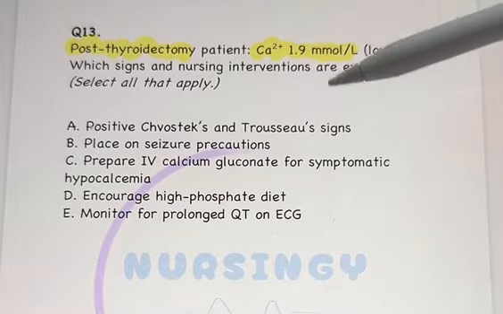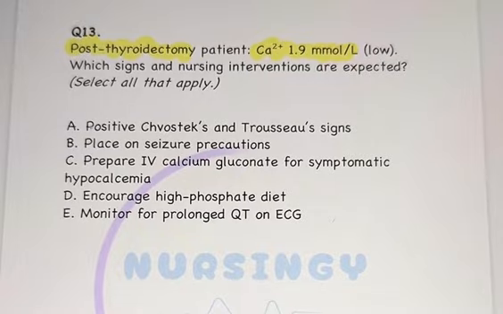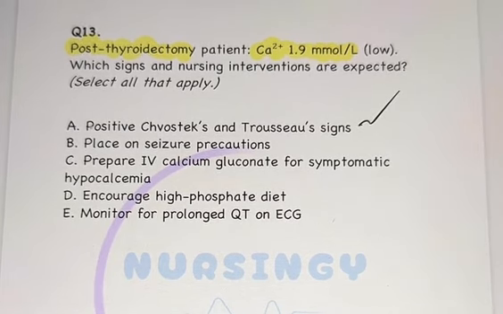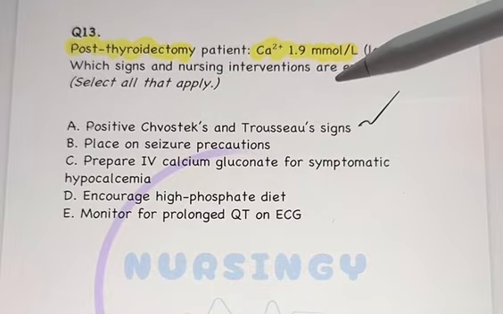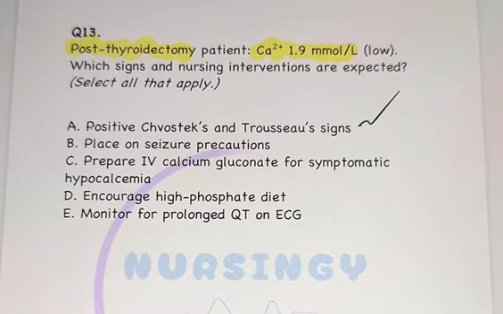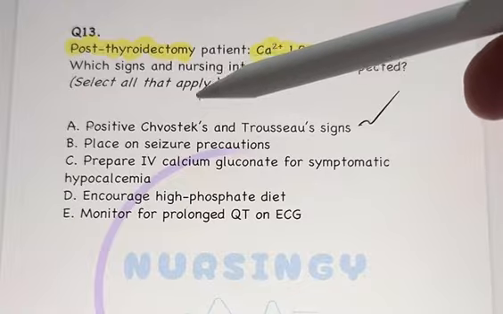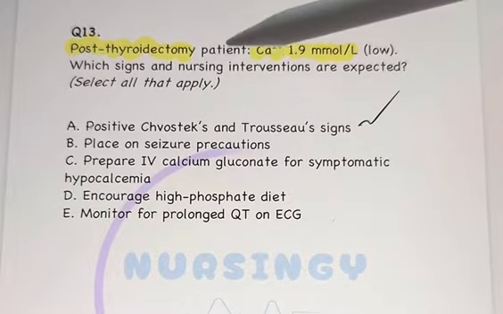Positive Chvostek sign, Trousseau sign. Definitely A. Yeah, this is the classical sign of hypocalcemia. Okay, it is the hallmark sign. Trousseau is when we are doing the blood pressure, increasing the pressure in the cuff, and it will cause the spasm. And Chvostek's will be around the facial nerve. Okay, facial spasm when we tap on the facial nerve.